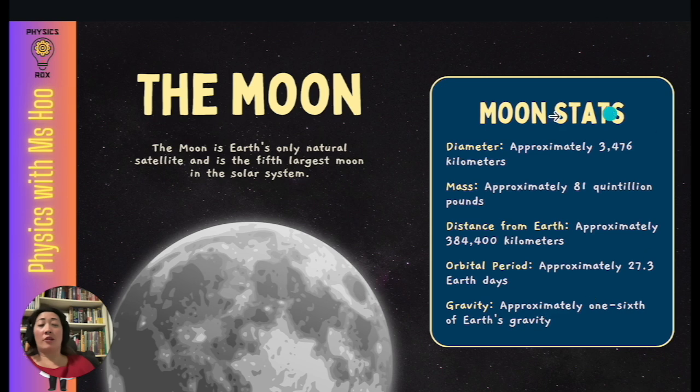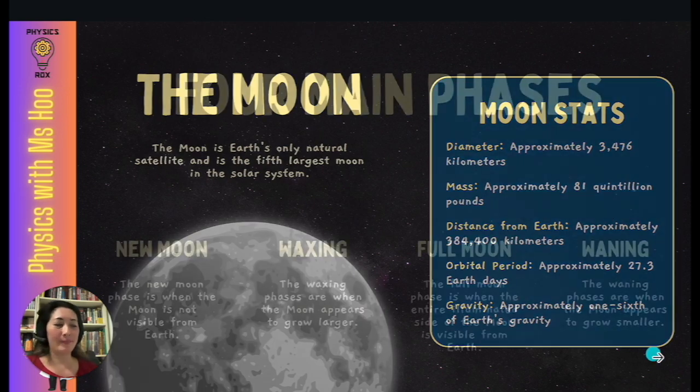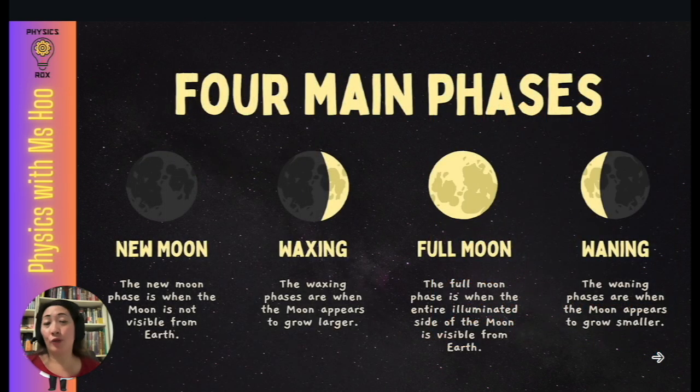Now, in case you're wondering, do you need to memorize all these numbers? Good news, no. If you were answering any questions, especially for your IGCSE Physics, any of this information will be provided to you in the question if you need to use it. What you do need to know are the phases of the moon. So here are the 4 main phases.